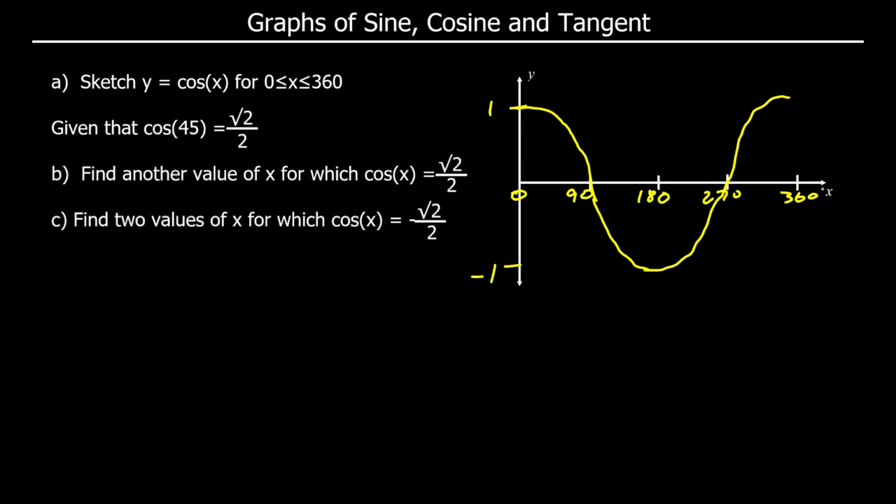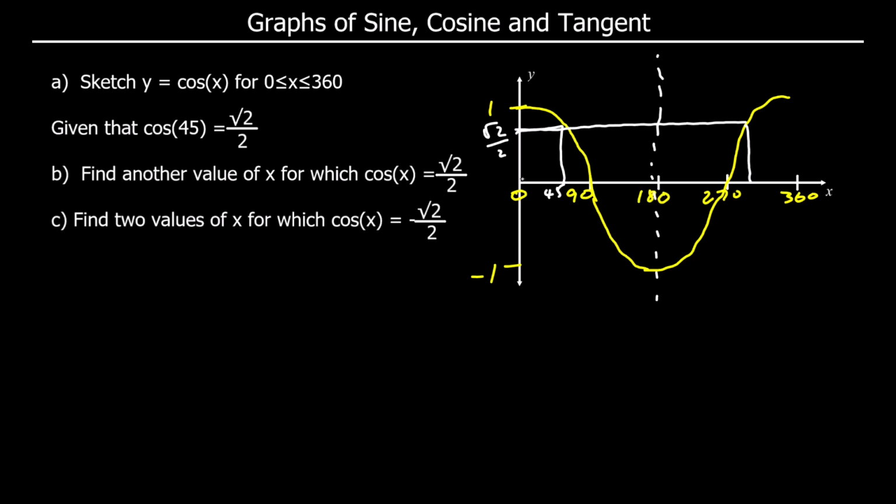Given that cos 45 is root 2 over 2. Find another value of x for which cos x equals root 2 over 2. So where else is it root 2 over 2? You have to go all the way over to this side over here to find somewhere else root 2 over 2. And again, we're going to use the symmetry of the graph. This time it's symmetrical about 180 degrees.